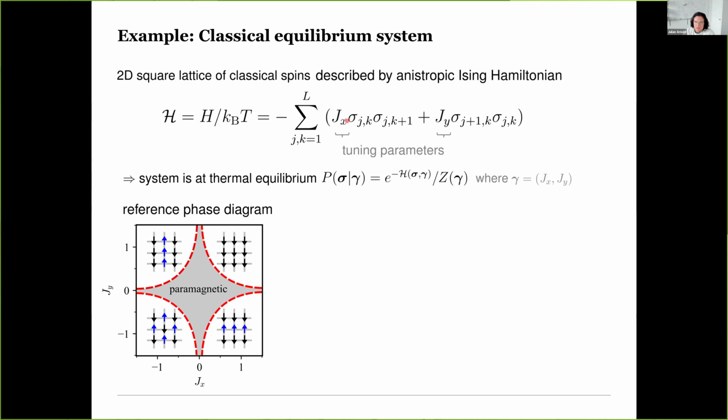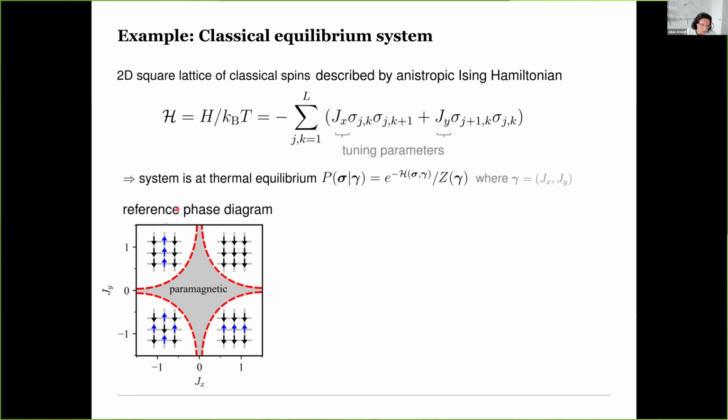And the system is described by the following Hamiltonian. So we have nearest neighbor coupling. So sigma spins between nearest neighbors couple, and we have potentially different couplings either in the X direction and in the Y direction. And so these couplings, strengths Jx and Jy, they are our tuning parameters, gamma in that case. And we consider the system to be at thermal equilibrium. So the system states are distributed via a Boltzmann distribution.